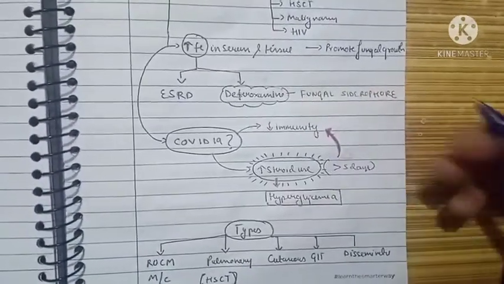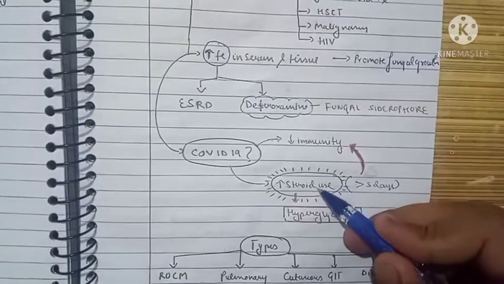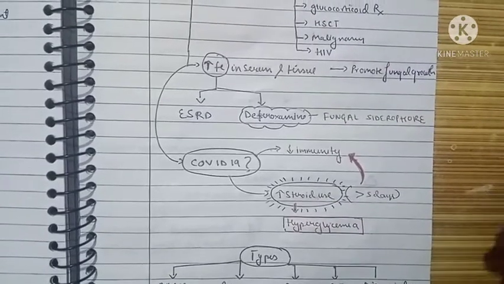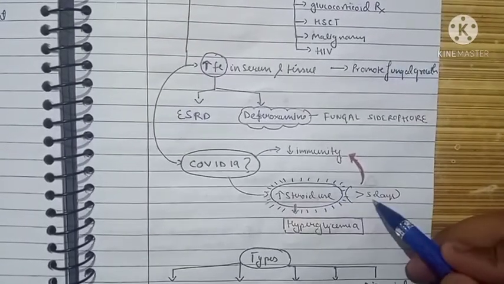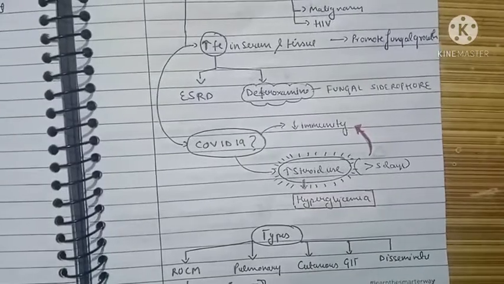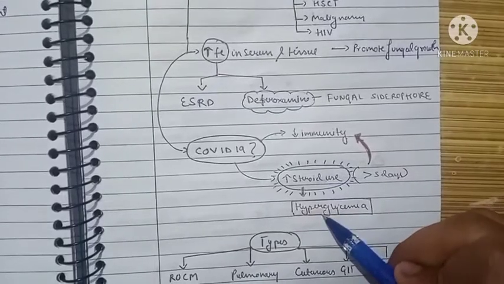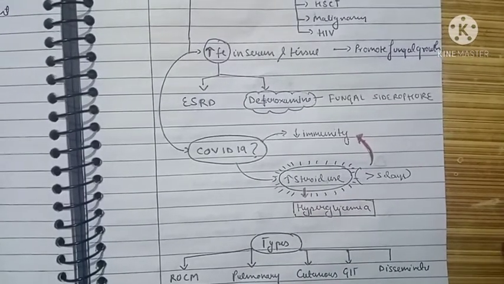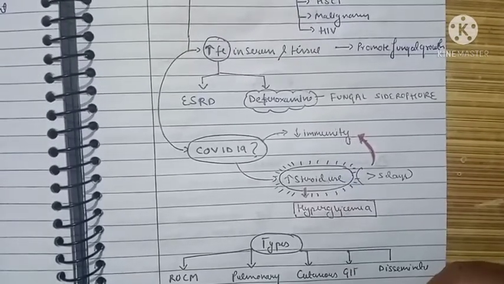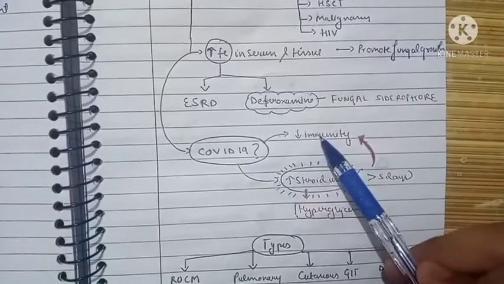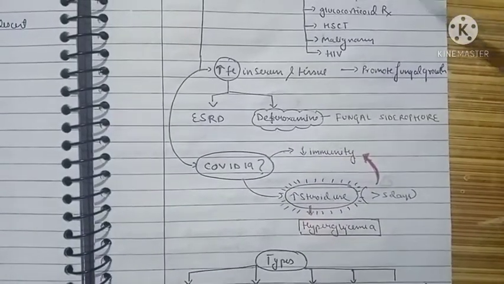Plus we are seeing that nowadays steroid use has increased. This steroid use is acting like adding fuel to the fire. People are taking steroids for a longer duration, for more than 7 days. Steroid itself causes hyperglycemia, so it impairs the glucose level in your blood. Plus steroid itself acts as an immunocompromising agent. Already COVID-19 was causing decreased immunity, so all these factors increase the chances of development of mucormycosis in a patient with COVID-19.